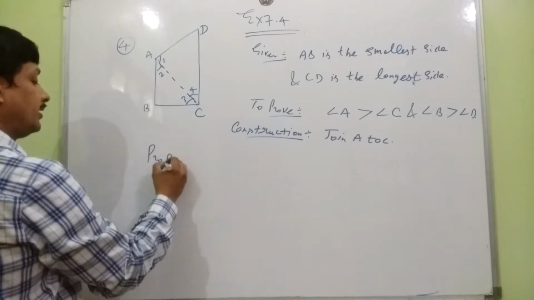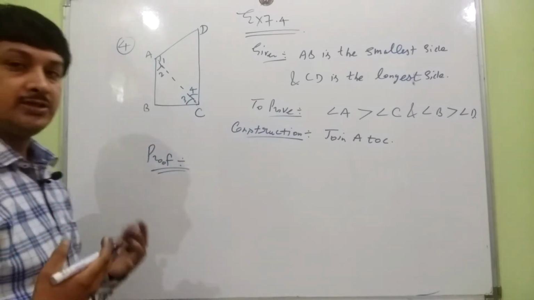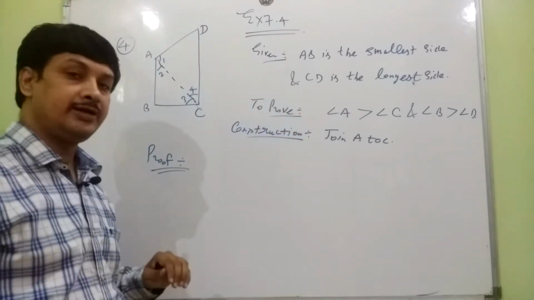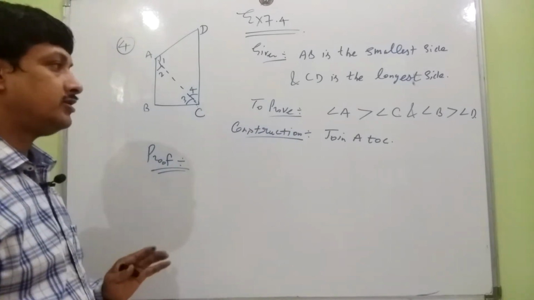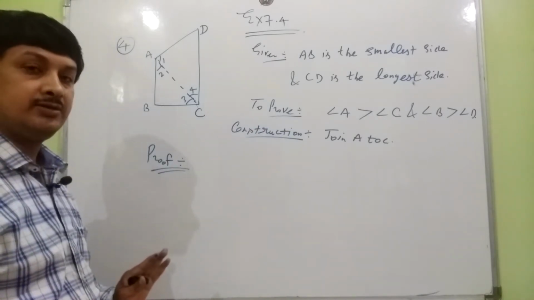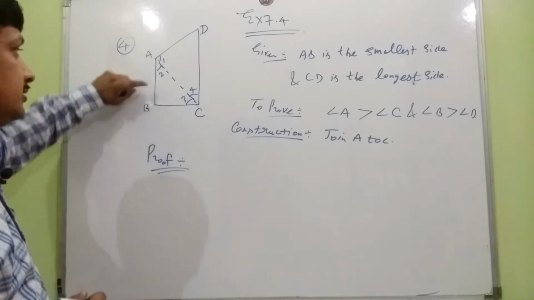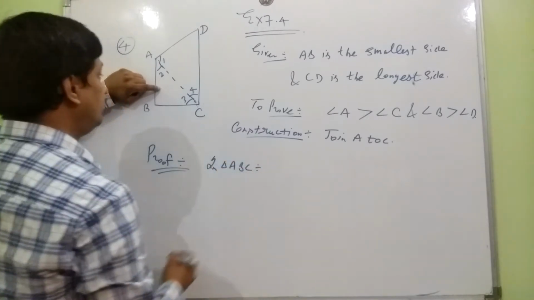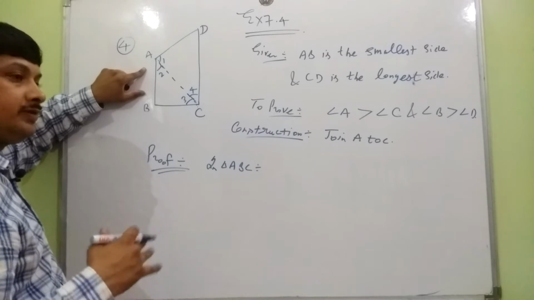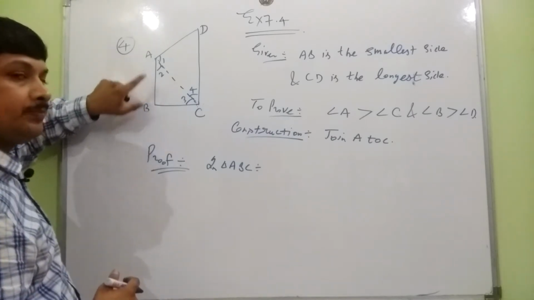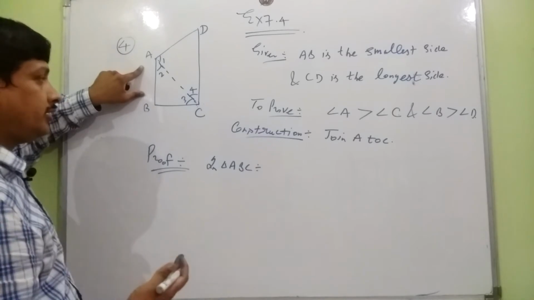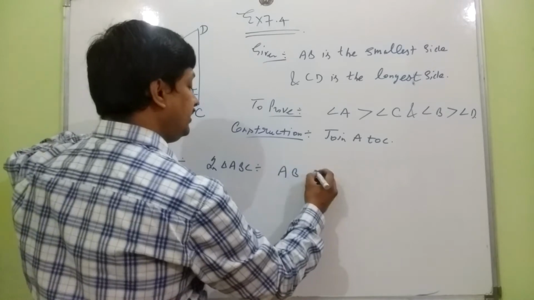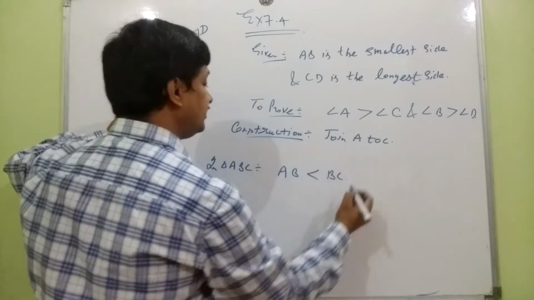Now see, why are we introducing the triangles? Because this question is regarding inequality, and inequality is only about triangles. So we have to make the triangles. First of all, in triangle ABC, you know AB is the smallest side. We will compare AB and BC. So AB is smaller than BC. We can write AB is less than BC. It is given.